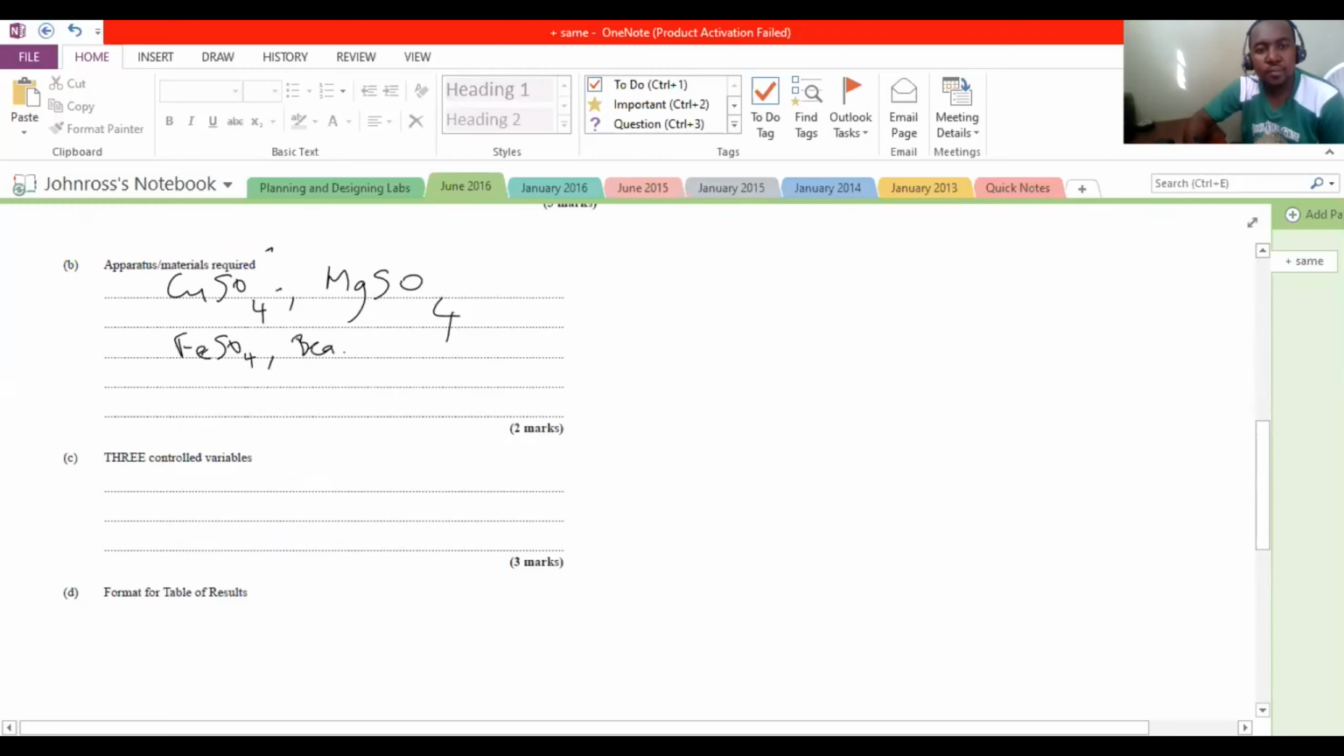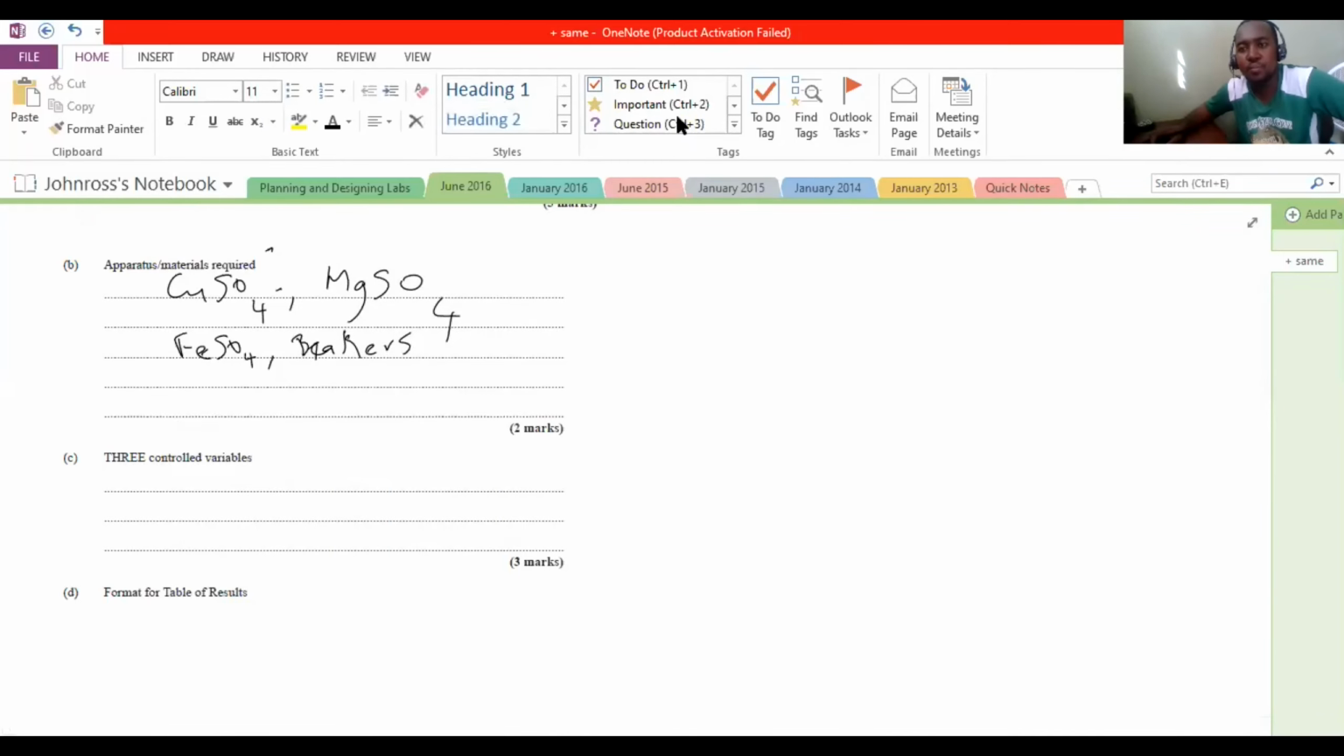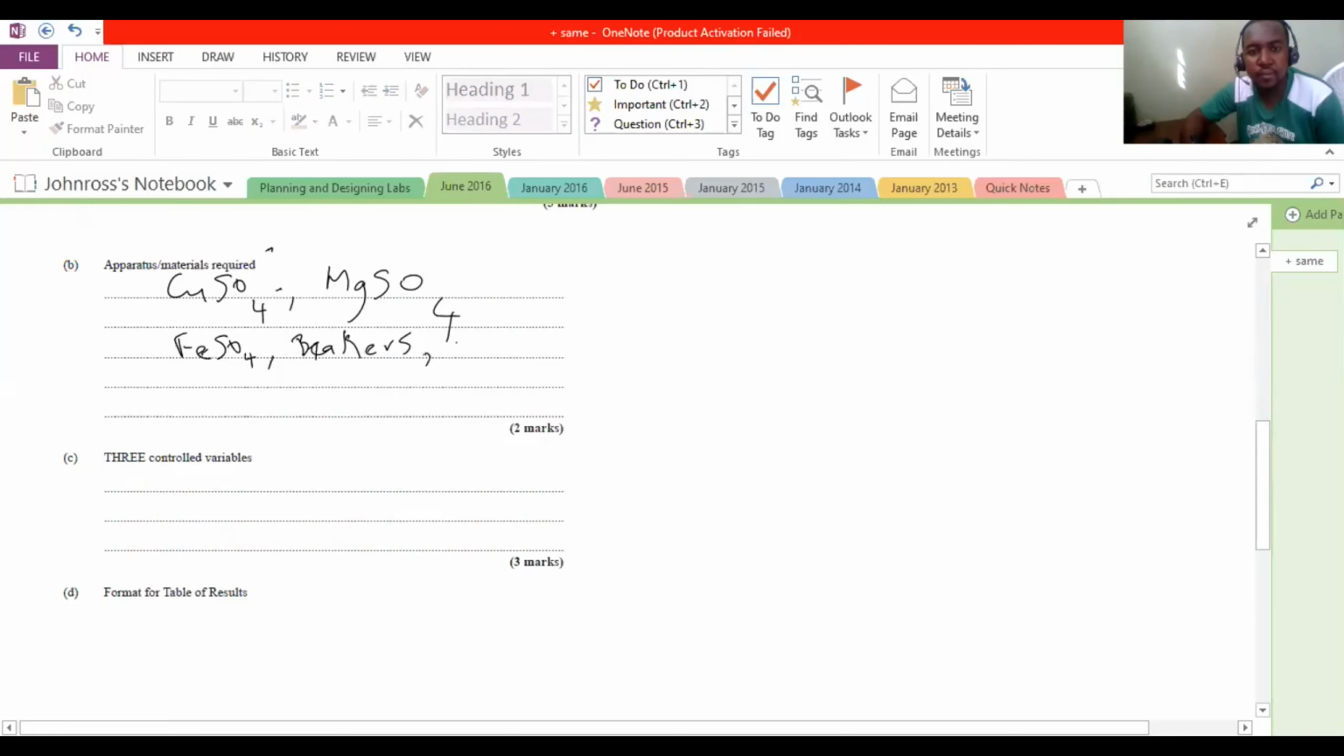The important part is you're not going to be graded down if you don't state the amount of beakers that you need. You don't have to state that you need 9 beakers, even though that's the amount that we need. You can just write beakers. Also you need your samples of X and Y. So you need your X sample, your Y sample, and your Z sample. And also you need a measuring cylinder.